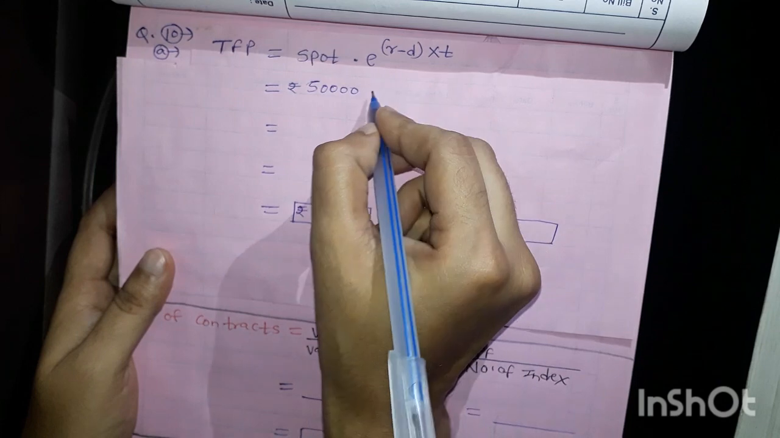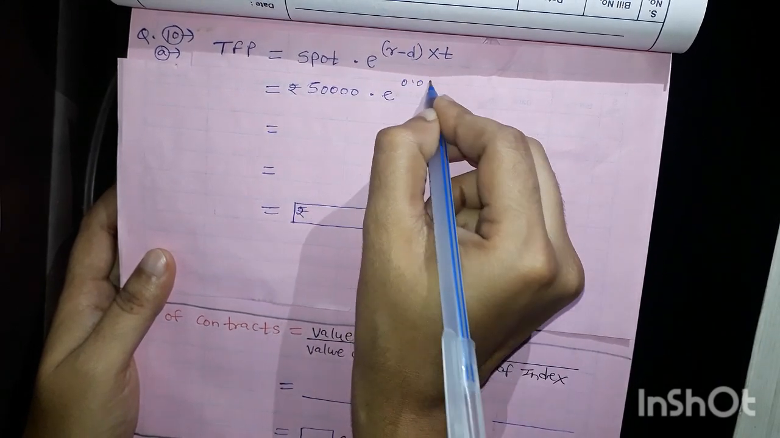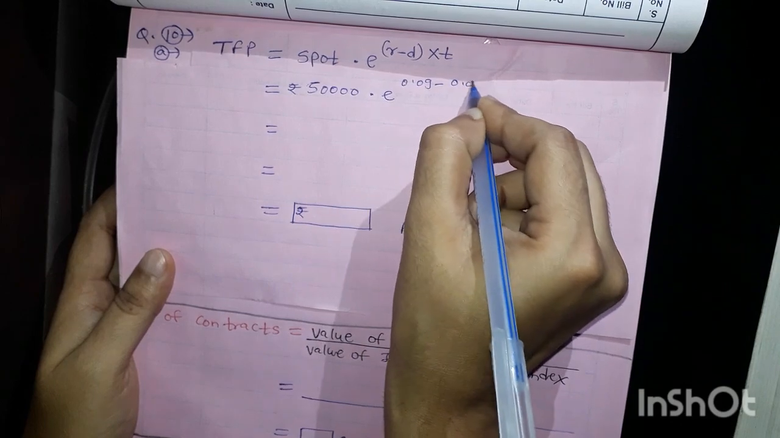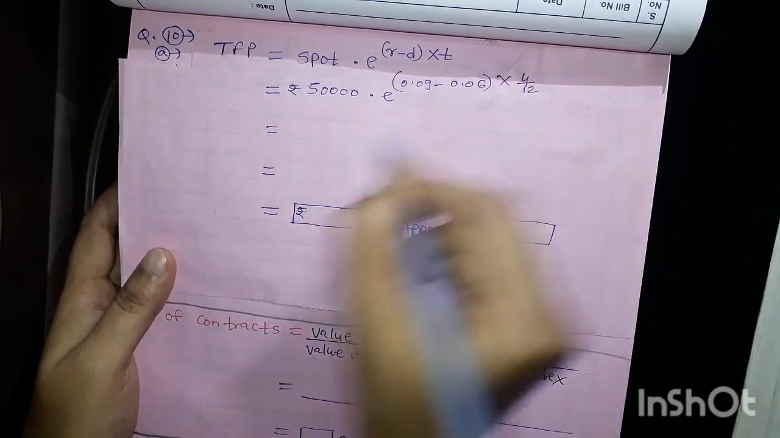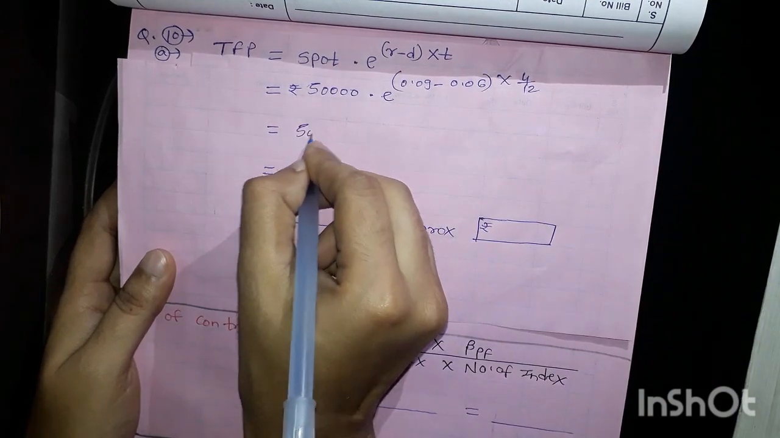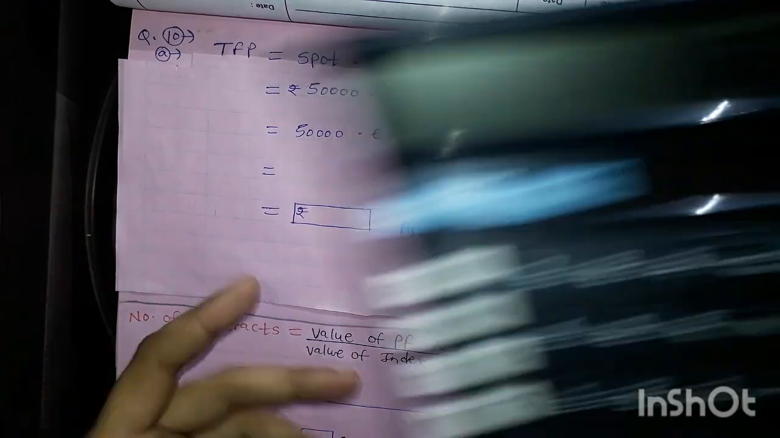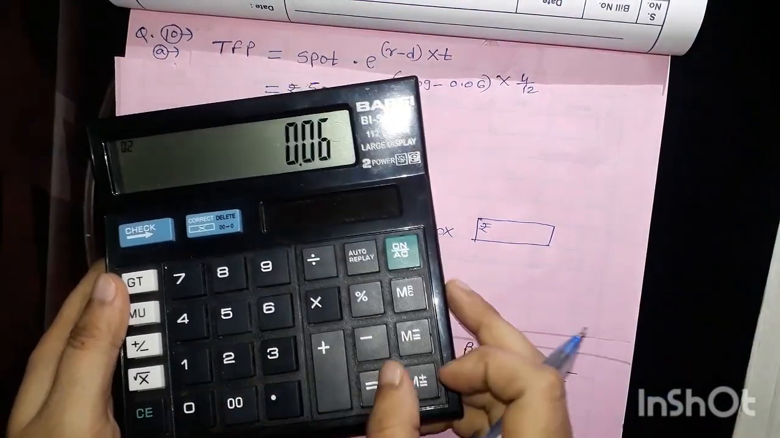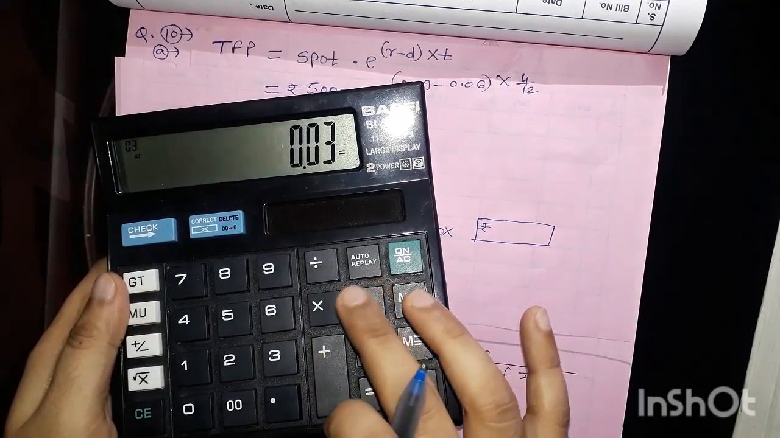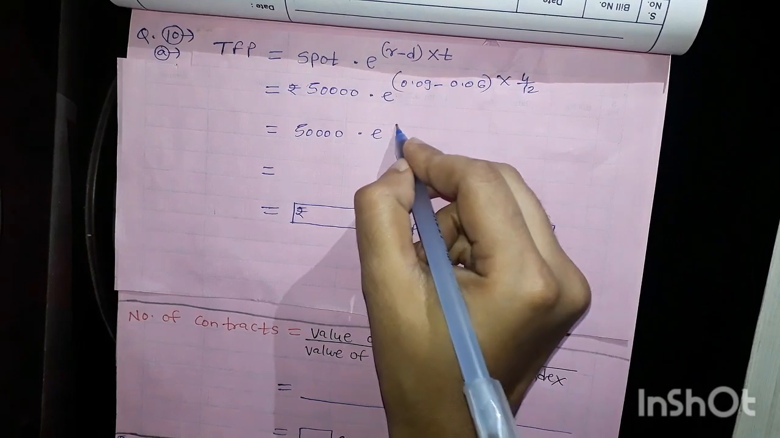Okay, multiplied by e to the power r minus d, where r is 0.09 and the dividend rate is 0.06, multiplied by 4 by 12. So here 50,000 multiplied by 0.09 minus 0.06, here I got 0.03 multiplied by 4 divided by 12, so I am getting here 0.01.